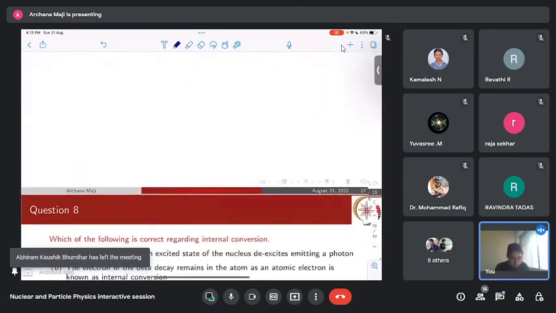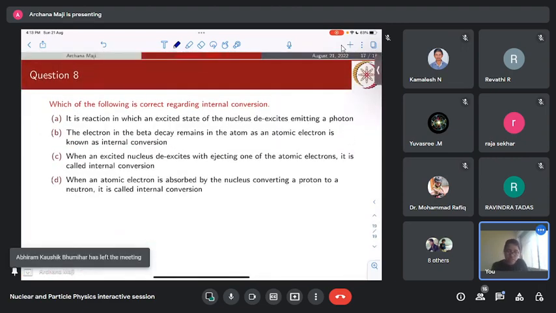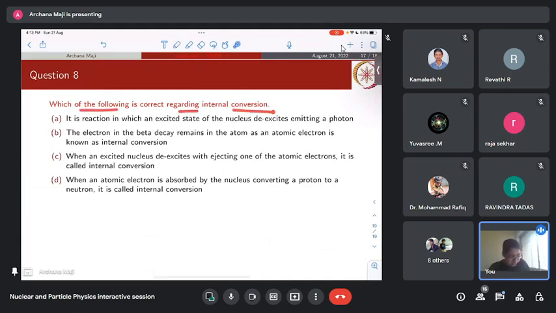Okay, so this is the 8th question, the last question. Which of the following is correct regarding internal conversion? Option A: it is a reaction in which an excited state of the nucleus de-excites, emitting a photon. As you know, this is nothing but gamma decay, and not internal conversion.